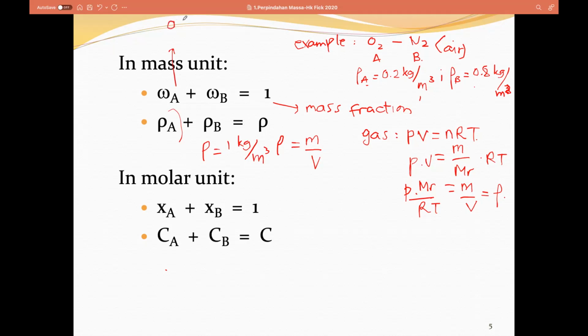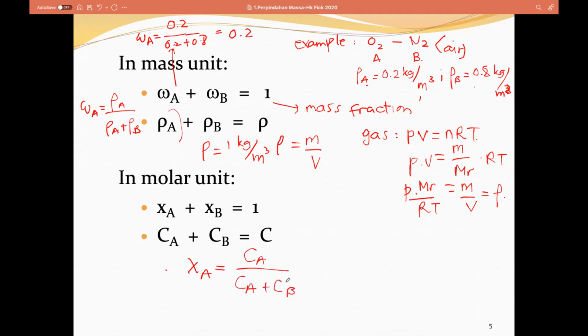However, can you guess how much is the mass fraction of A? Of course, it is 0.2 divided by 0.2 plus 0.8. So omega is actually rho A divided by rho A plus rho B. Similar with XA, the mole fraction, which is the concentration of A divided by the concentration of the mixture. Got it? Okay Bu, kind of get it now. Yes, similar to concentration, but in a molar unit.